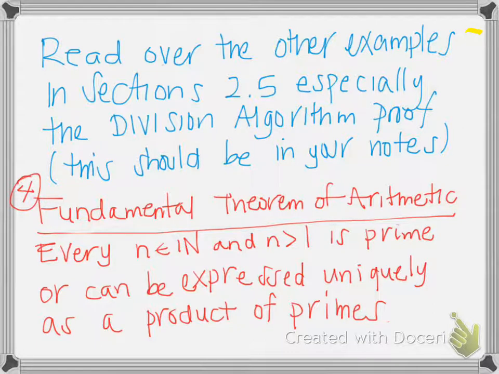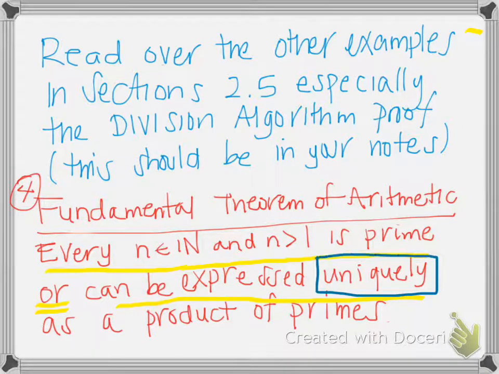So this says every n belonging to the naturals and n greater than 1. Basically in the book it says every natural number greater than 1 is prime or can be expressed uniquely as a product of primes. So there's a lot going on in here, and I'm actually not that tough of a professor, although I am.